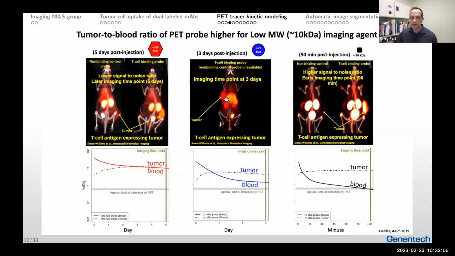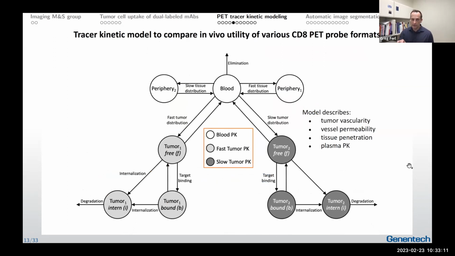And then for a 75 kilodalton tracer, it's somewhere in between. You have a better signal to noise ratio than the one-armed antibody and a more favorable imaging time point at 3 days post-injection instead of 5. So we set out to quantify all of this and gain insight into the kinetics, and into how the utility of these probes varies in terms of imaging time point versus what your signal to background ratio would be in the image, and how that impacts your ability to estimate T cell concentration or CD8 concentration.